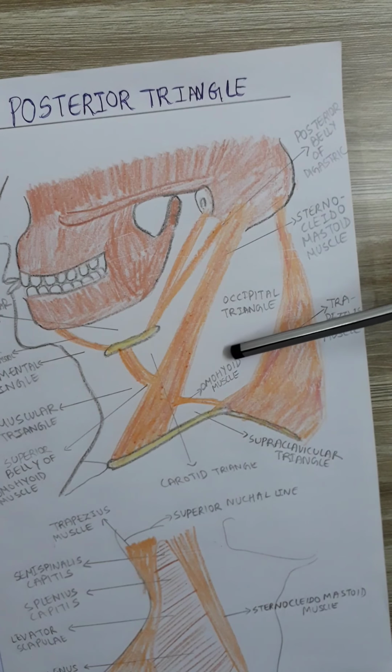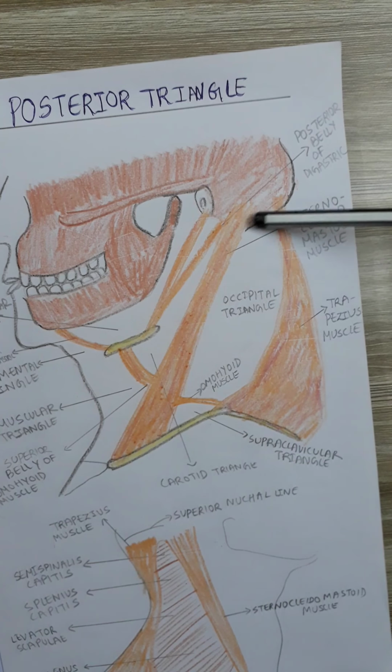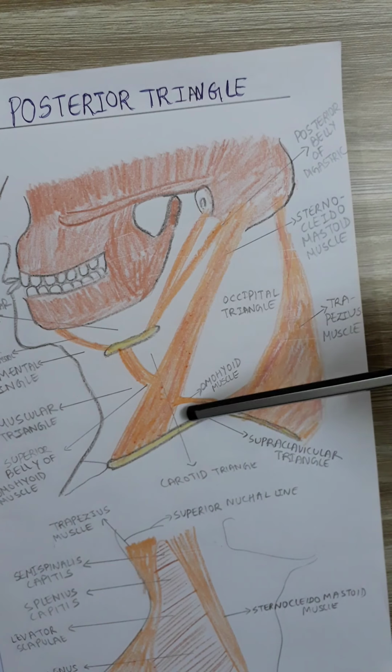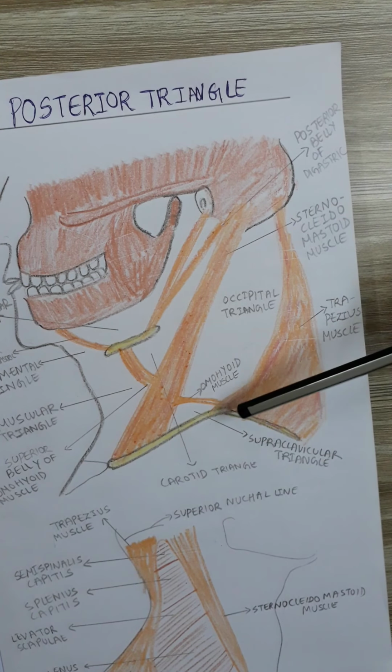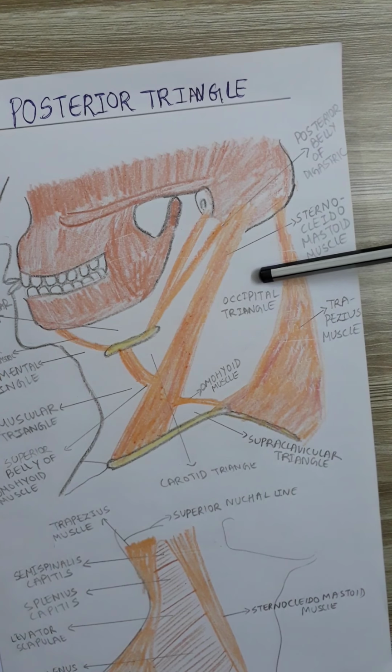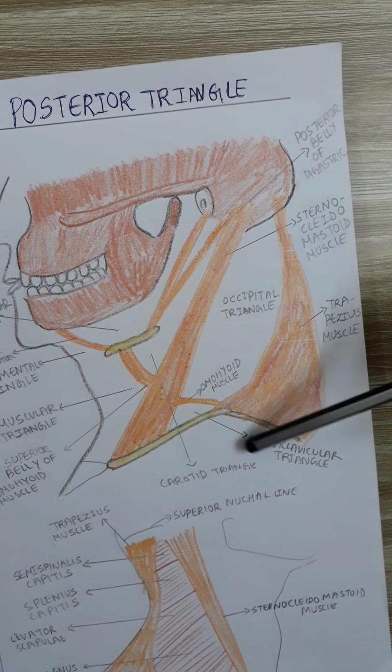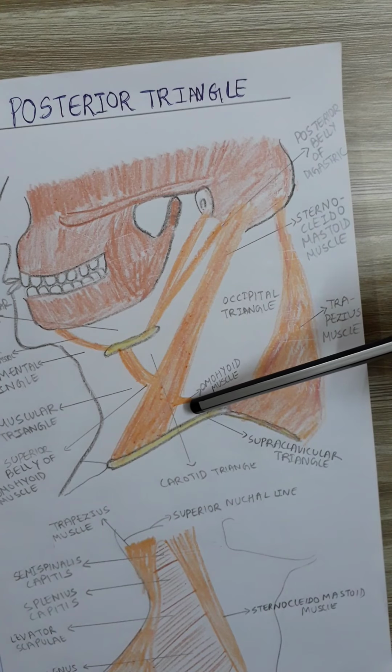The posterior triangle is divided into a very large occipital triangle and a very small supraclavicular triangle by the inferior belly of the omohyoid muscle. This is called the occipital triangle because it is just below the occiput, and this triangle is called the supraclavicular triangle because it is just above the clavicle.